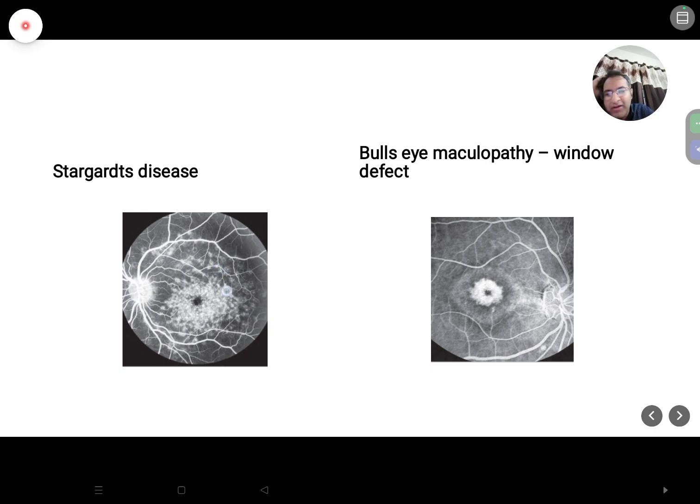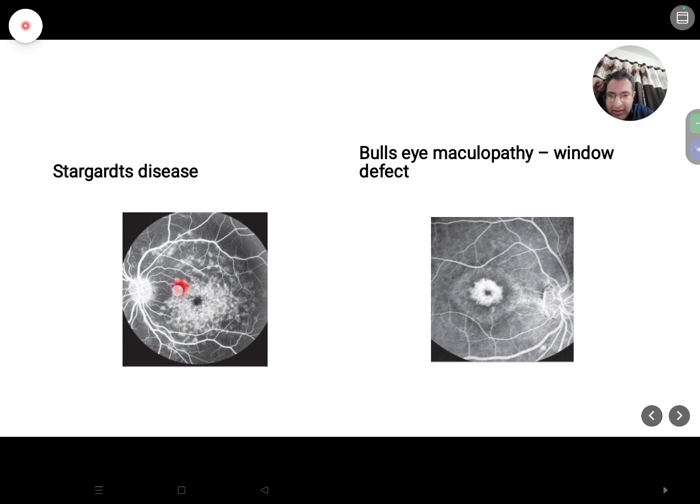This is how Stargardt's disease looks in fluorescein angiography. There is a black choroid, a hypofluorescent choroid. We also label it as silent choroid because the choriocapillaris doesn't get filled and we can't see the choroidal vasculature that much.